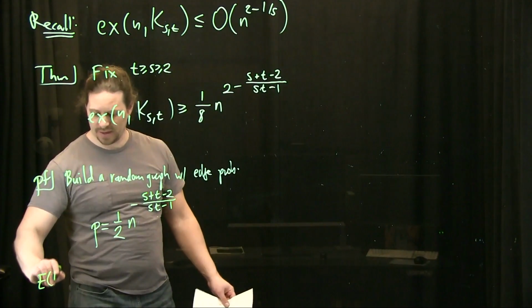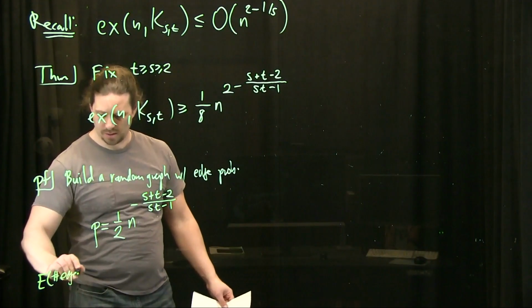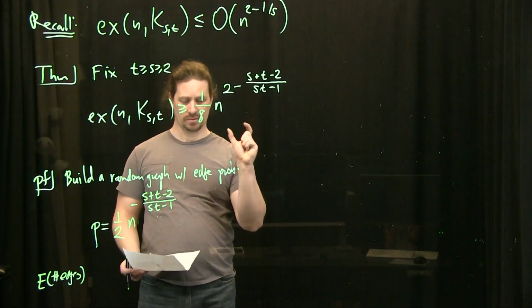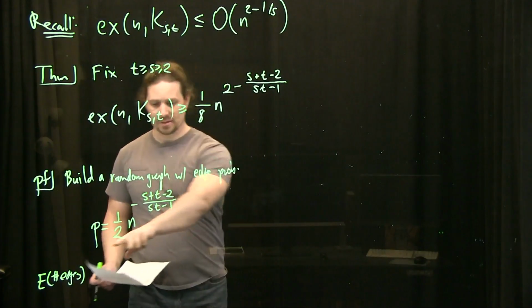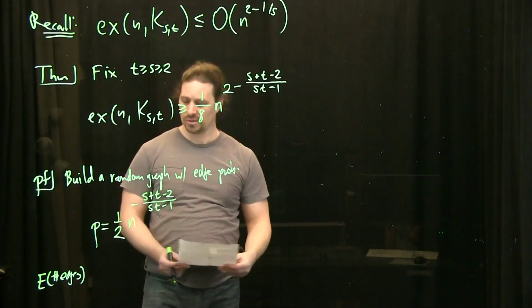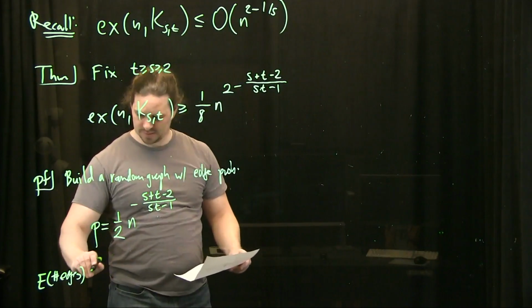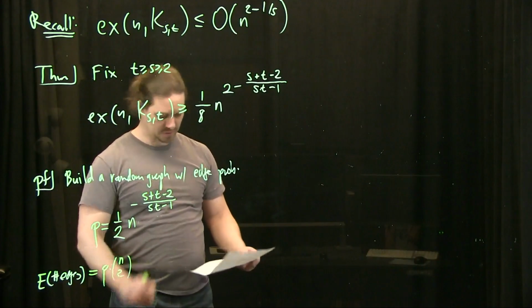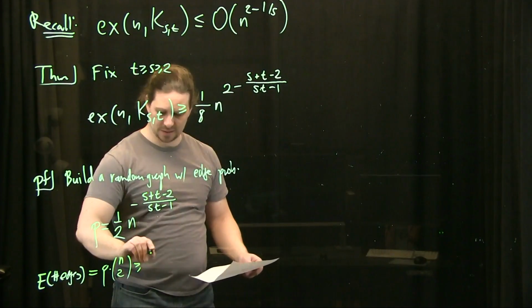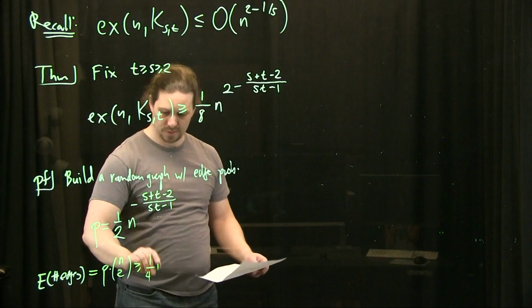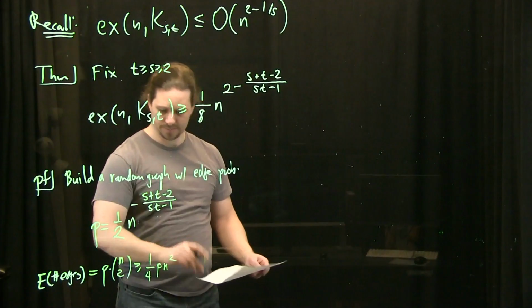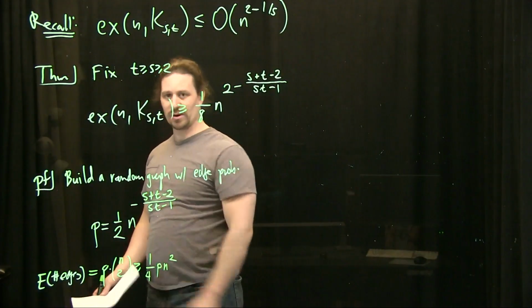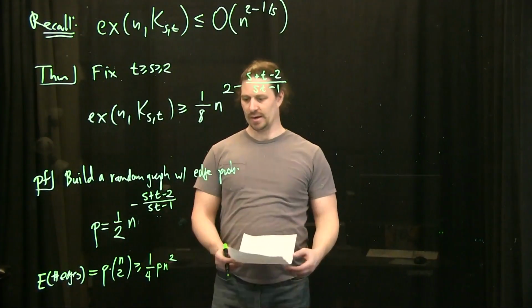So the expected number of edges, right, in a random graph here, you have n choose 2 pairs of vertices, and each pair has this probability p of actually being an edge. So the expected number of edges is exactly p times n choose 2. And for the purposes of this argument, we're going to say that this is at least 1/4 p times n squared. Right, n choose 2 is more like n squared over 2, but it's less than that. So if I put another 1/2 in front of it, I'll get a bound there.